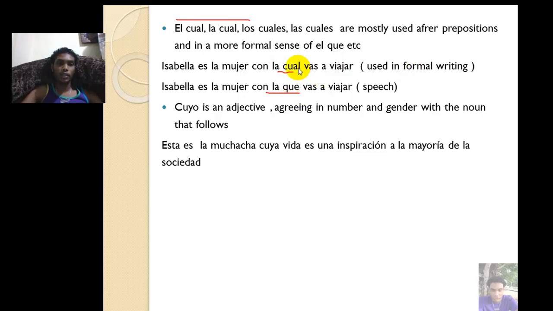Okay, cuyo is an adjective, right? This agrees in number and gender with the noun that follows. Por ejemplo, esta es la muchacha cuya vida es una inspiración a la mayoría de la sociedad. This is the girl whose life, right? So note that it is feminine singular because the noun is also feminine and singular. Okay, so this is the girl whose life is an inspiration to the majority of society, right?